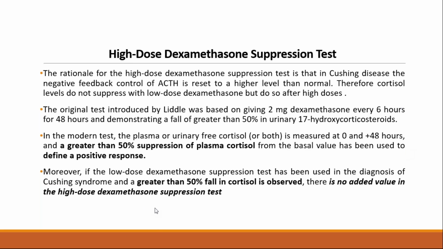The low dose dexamethasone suppression test has been used in the diagnosis of Cushing syndrome, and a greater than 50% fall in cortisol is observed. There is no added value in the high dose dexamethasone suppression test. If it is proven by low dose, high dose is not required.